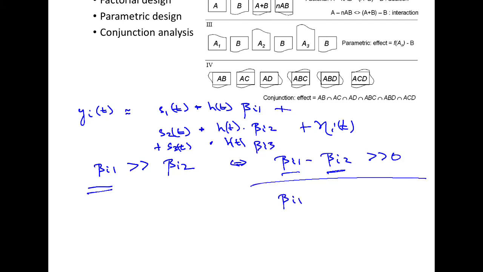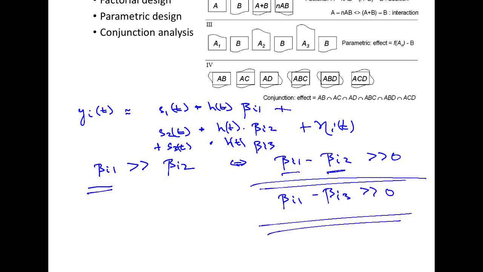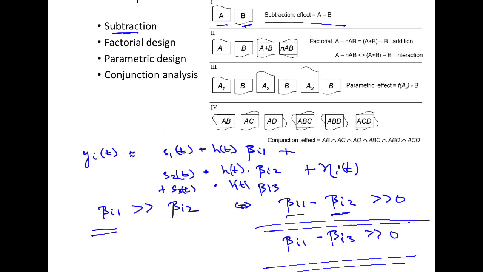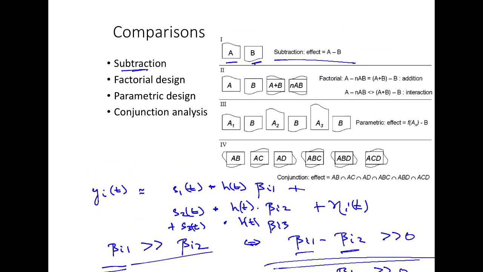So if both these conditions are satisfied, this means it's more responsive to the cobra images as compared to snake images, and it is also more responsive to cobra images as compared to snake-like objects. Then I can say that it is selectively responsive. So now I would suggest you go read the paper again. Okay? Now you will be able to understand all of these, right? Subtraction, factorial design, parametric effects, and conjunction analysis.